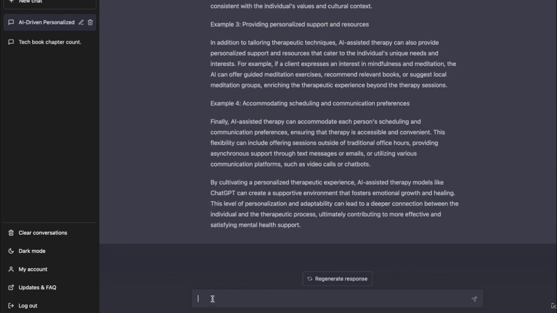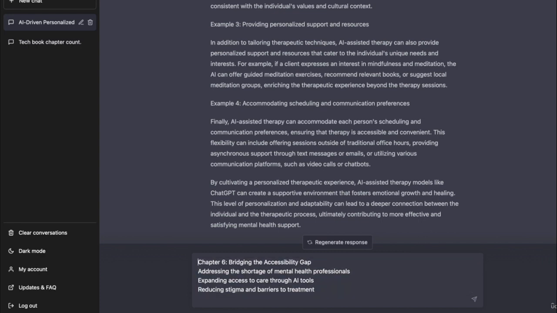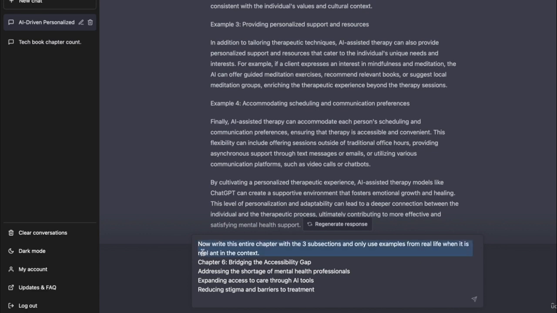So I'm going to try out something new. I'm going to ask it to write the entire chapter with the subsections, without doing it subsection by subsection. So this is the chapter and subsections. I'll say, now write this entire chapter with the 3 subsections and only use examples from real life when it is relevant in the context. This is a very blurry description. This is actually very difficult. It has to know when it is relevant in the context.